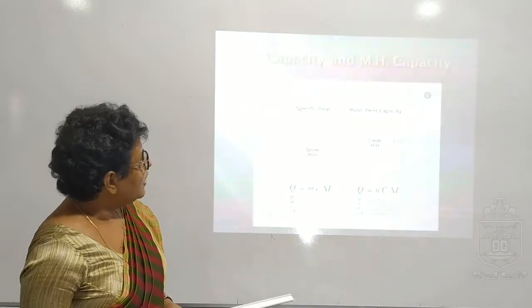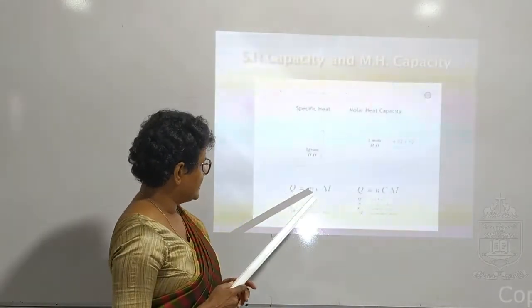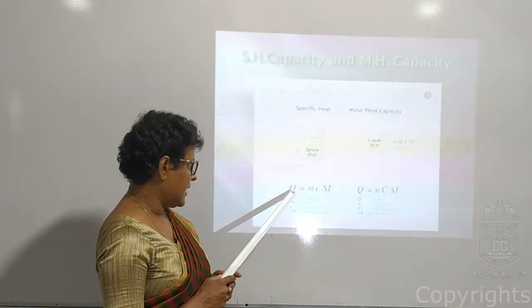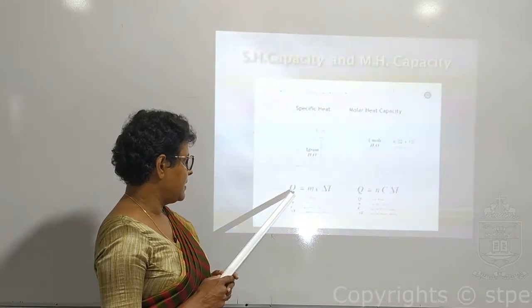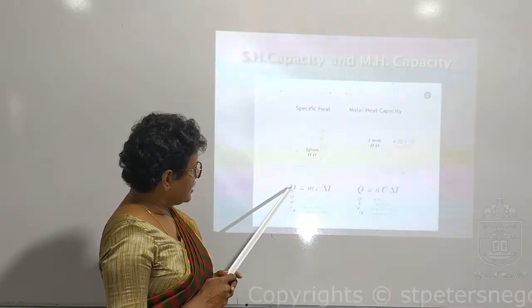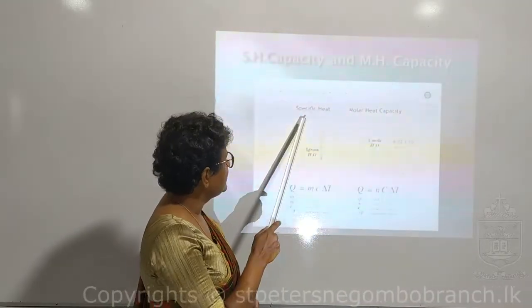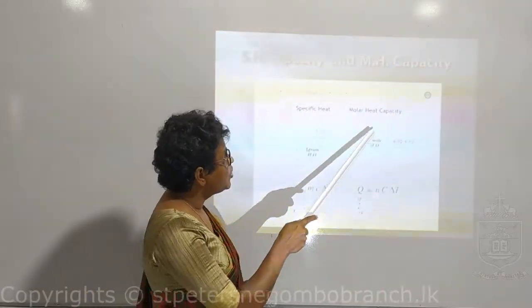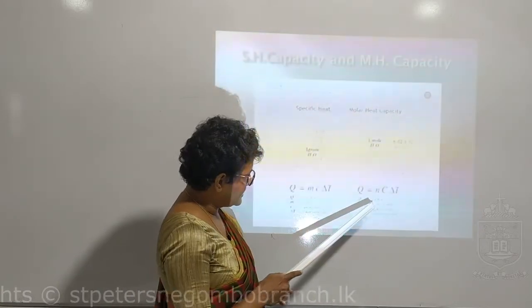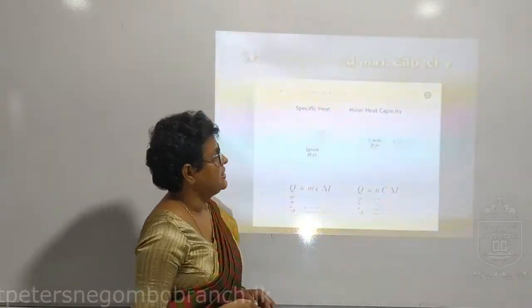Then see this specific heat capacity: this is E, heat energy. You can denote it as Q also. E or Q equals M C delta theta. That is specific heat capacity. The molar heat capacity you write like this: n C delta theta.